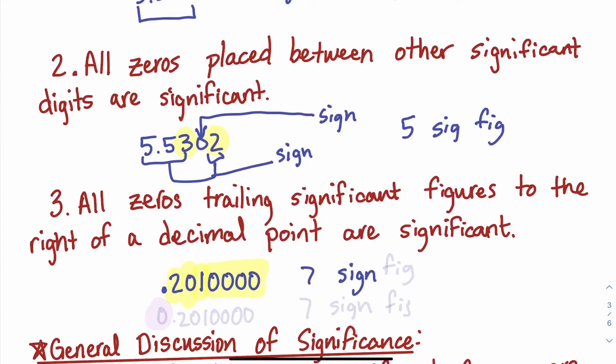However, if we were to write, instead of this, 0.201000, and just basically introducing this 0 digit, well, we would realize that it's not trailing, and the main key point about this 0 is that it is to the left of a decimal point, and therefore it is not significant. So we would still have 7 significant figures.